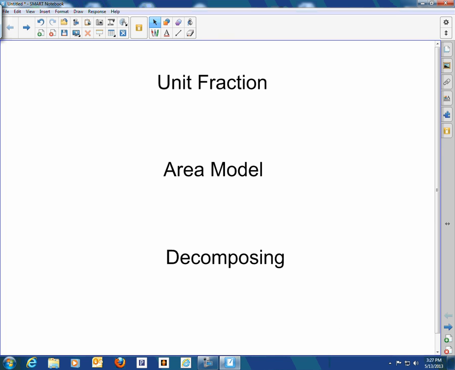We're working on our fraction unit for Common Core. Some of the terms that you're going to need to know for the unit are unit fraction, area model, and decomposing. We're going to go through each of these terms one by one, and then we'll go through a process at the end to show all of these terms in one page.